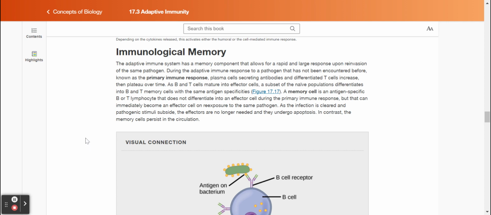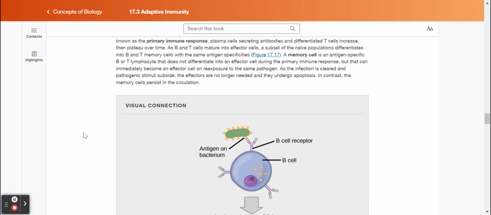As the infection is cleared and pathogenic stimuli subside, the effectors are no longer needed and they undergo apoptosis. In contrast, the memory cells persist in the circulation.